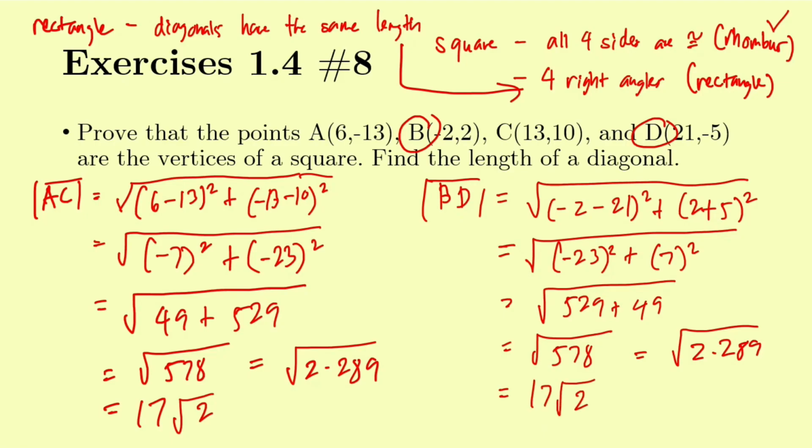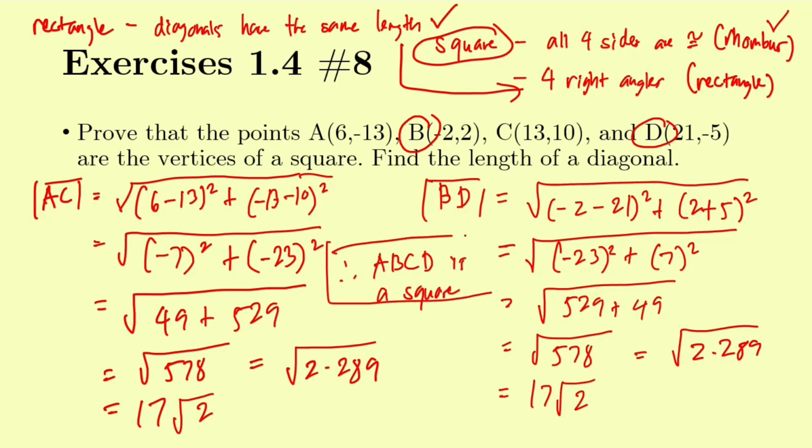So we have concluded na the diagonals have the same length. So since all four sides are congruent and the diagonals have the same length, we can now conclude that this is a square. Therefore, ABCD is a square. And that's our final answer. On to our next example.